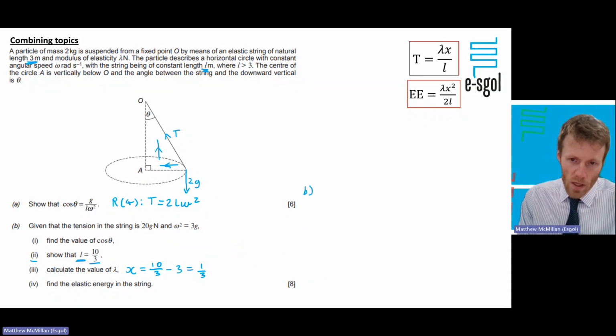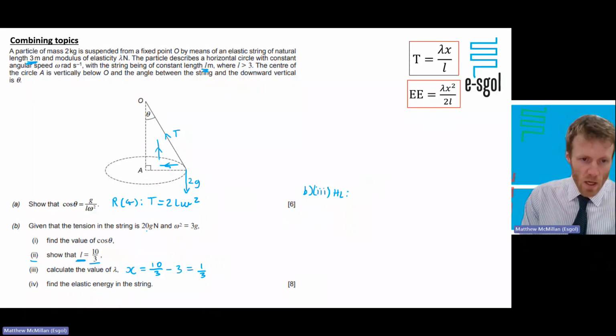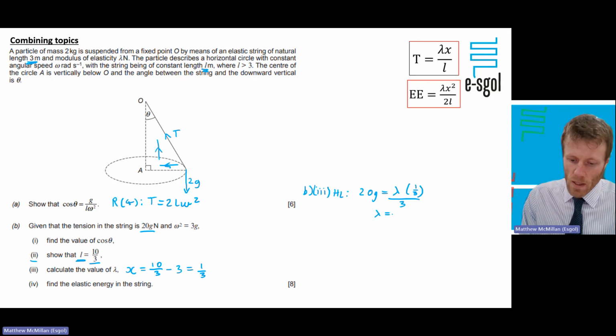Then we just apply Hooke's law to the situation. So in part 3, Hooke's law, we take whatever they tell us the tension is. Well, in this question, they've actually been quite kind because they've told us the tension, 20G, and that equals lambda times 1/3 divided by the natural length, which is 3. This gives us lambda as 1,764 newtons. Okay, so a little trick there where they're kind of using L in a different way.